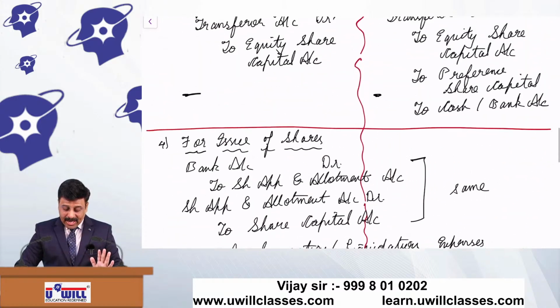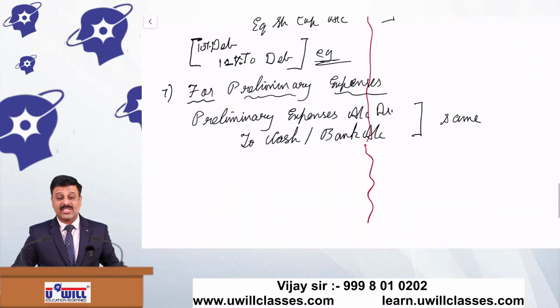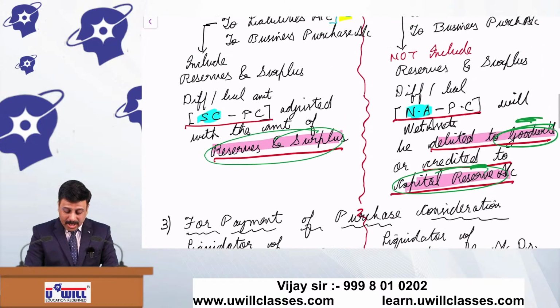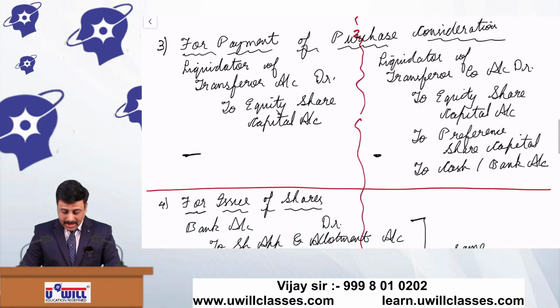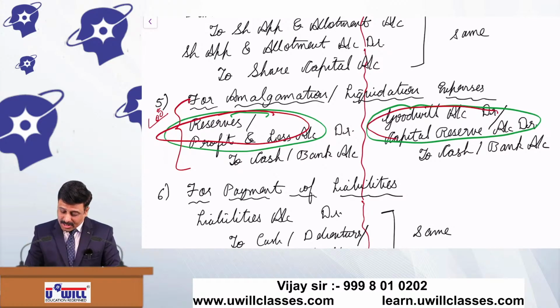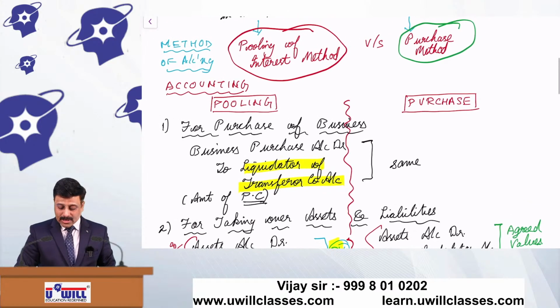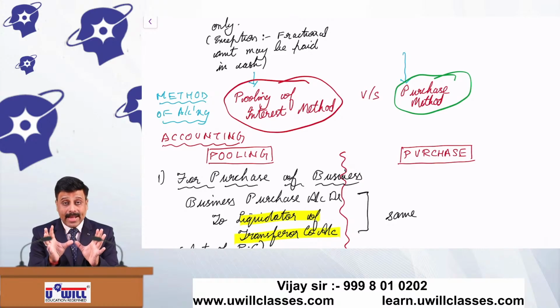Okay, so 1, 2, 3 entries are going to be there in all the questions. 4, 5, 6, 7 will be there only if specific information is given in the question. Important are which entries? Important is entry number 2 because that entry is different in case of pooling of interest method and purchase method. It has many differences. And important is entry number 5 because again for liquidation expenses the entry is different in pooling of interest method and in purchase method. Other entries are more or less same, whether it is merger, that is pooling of interest method, or it is purchase method of accounting. So you all try to learn these entries by heart.